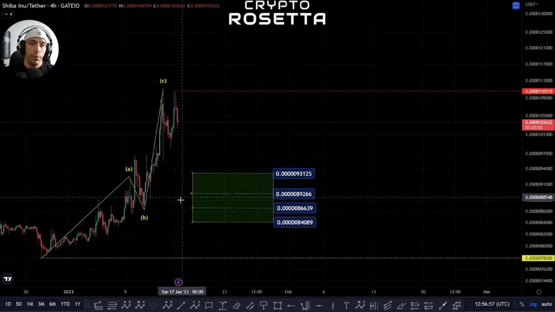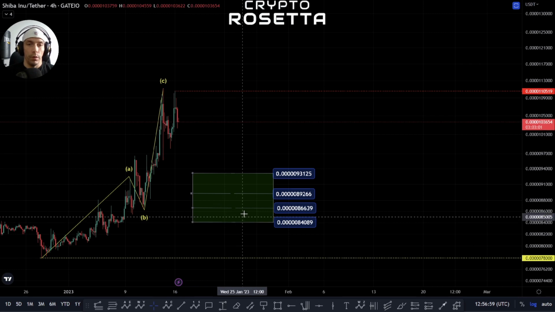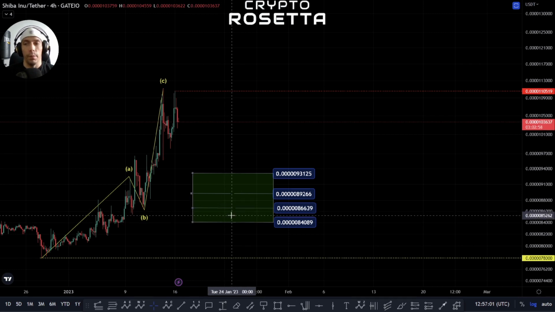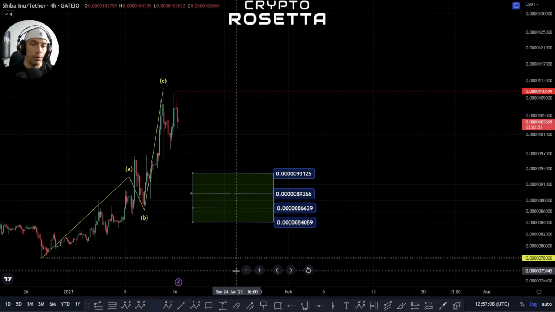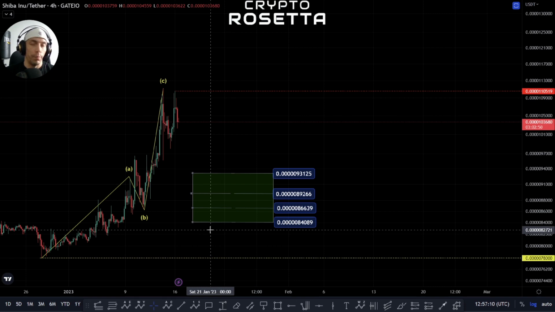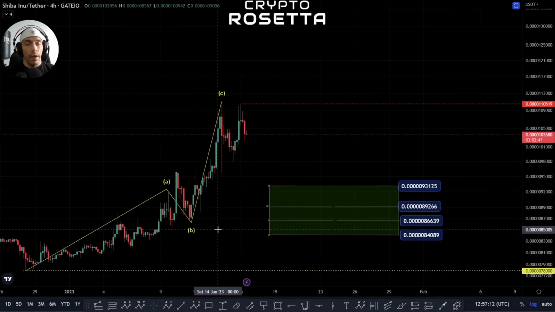If we break down below this low point, what we'd be looking for is to see if we can find support above here. But losing support in the 78000 region would actually make us look to breaking down for that C wave, in my opinion. Yeah, so it needs a bit more time.